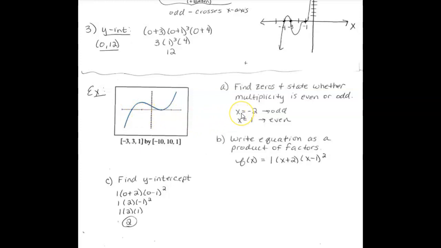So at x equals -2 is my first zero. I notice the graph crosses the x-axis there, it goes all the way through it, so that's how I know that my multiplicity is odd. At 1, my x-intercept here, x equals 1, notice the graph bounces or just touches and turns around, so that means the multiplicity is going to be even.